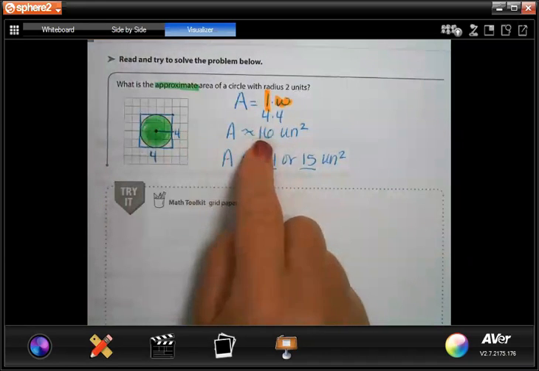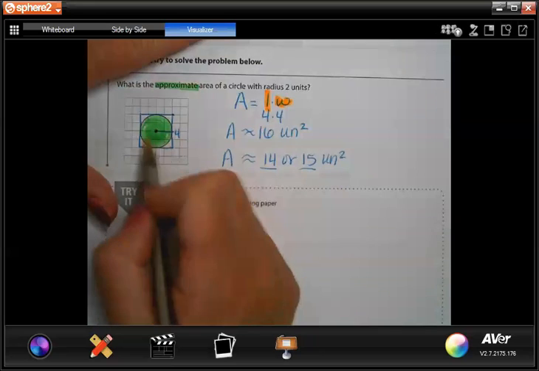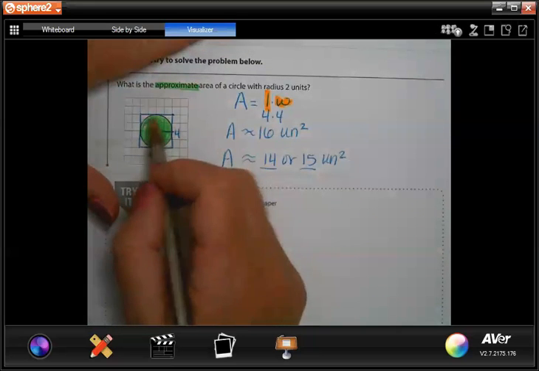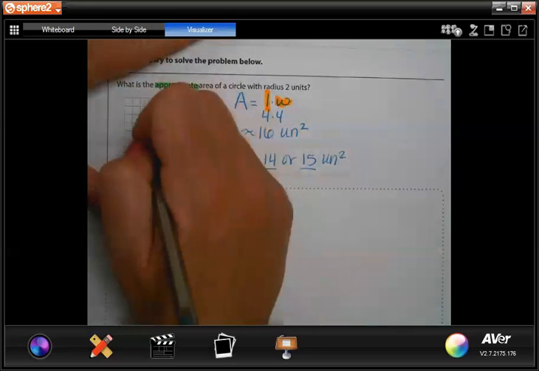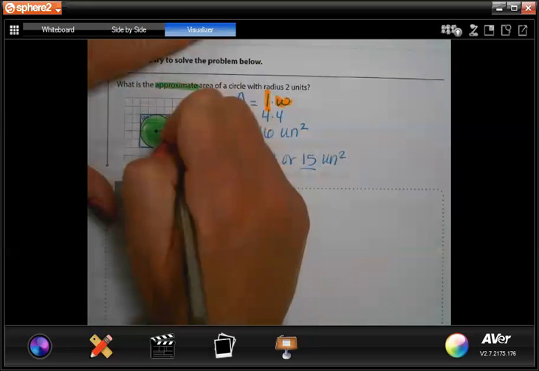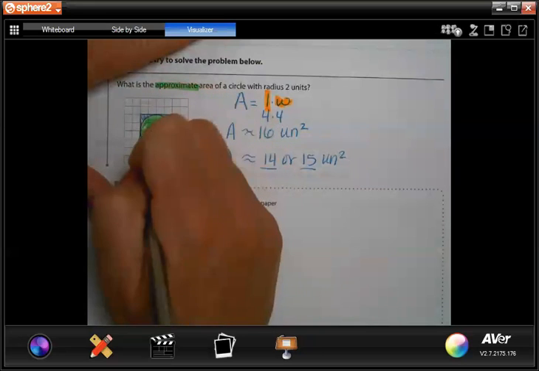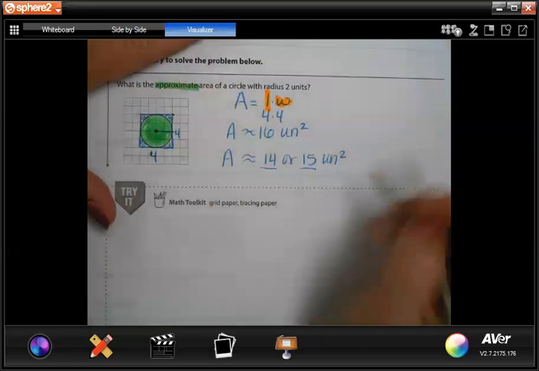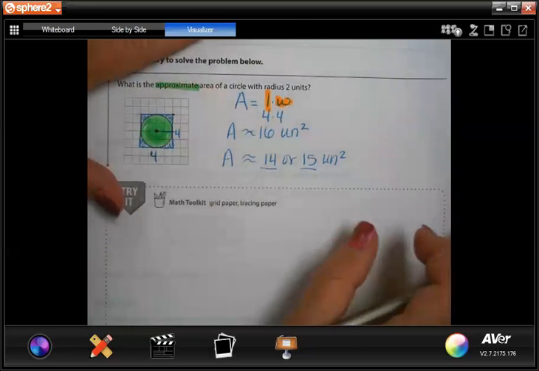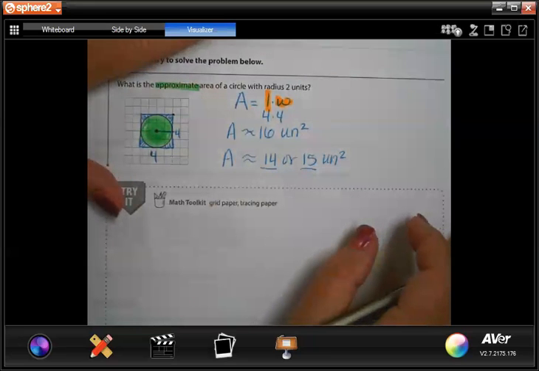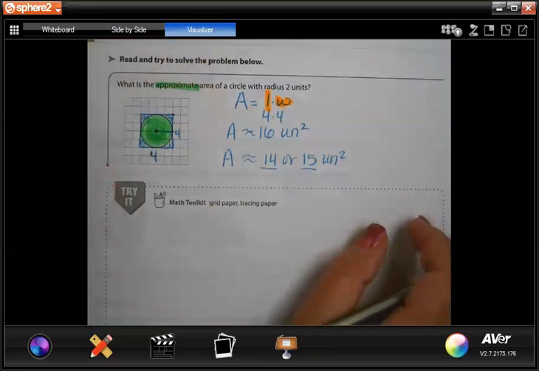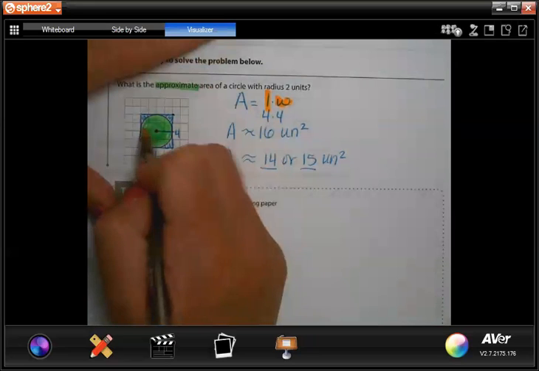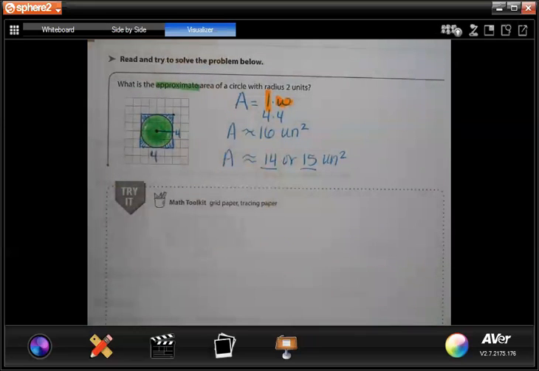Now we also know that the area of the circle doesn't take up the whole area of the square, and it looks like we have about 1, 2, 2 that are not accounted for. So maybe 14 or 15 is a more accurate estimate. A lot of the students in here just went through and counted how many squares there were, which is awesome. It's another good idea.